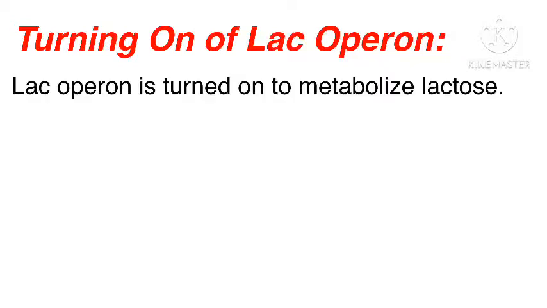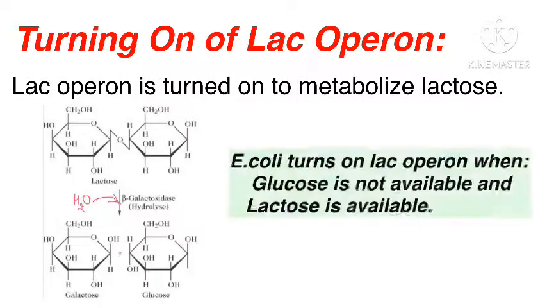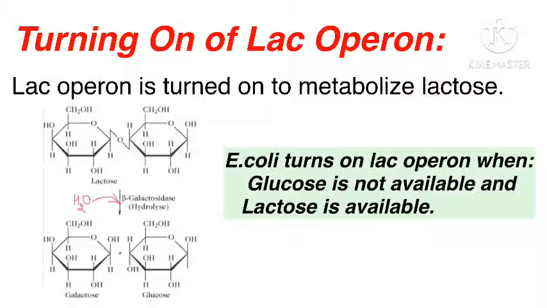So how is the Lac Operon turned on then? Well, we know that Lac Operon is required by E. coli to use lactose as an energy source. However, lactose is not their preferred source of energy. If glucose is available to them, they would rather use glucose over lactose. You know, glucose is the simplest monosaccharide. It is therefore easier to release energy from glucose than lactose. Bottom line is, E. coli turns on the Lac Operon only when glucose is not available and lactose is available.